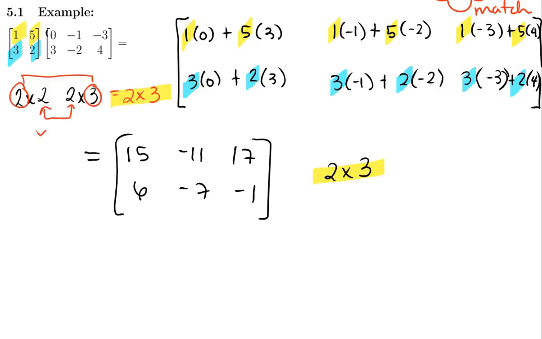Similarly, the same thing is true with the columns. So notice column 1 was 0, 3, and so in the first column, each term has 0 and 3. But there are no 0s and 3s in column 2 and column 3. Column 2 was negative 1, negative 2, and each entry has a negative 1, negative 2 if you're in column 2. And the same thing holds for column 3. We get a negative 3 and a 4. So you can double check that your calculation is correct.